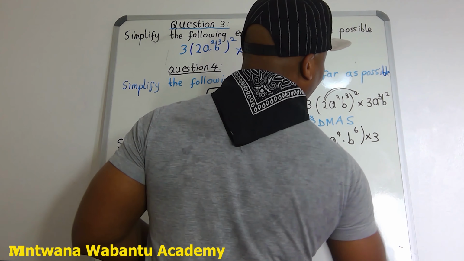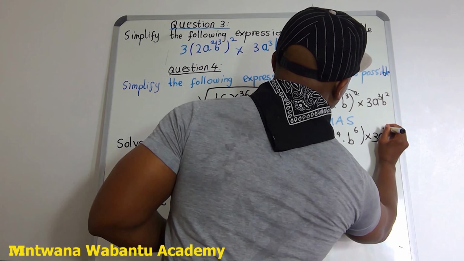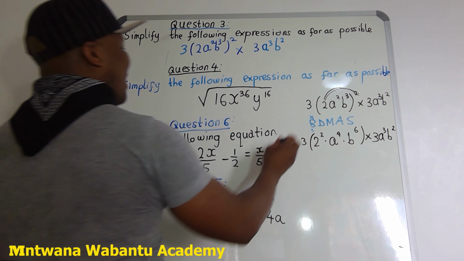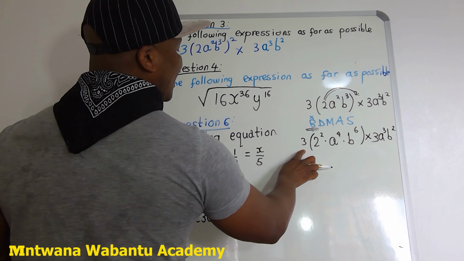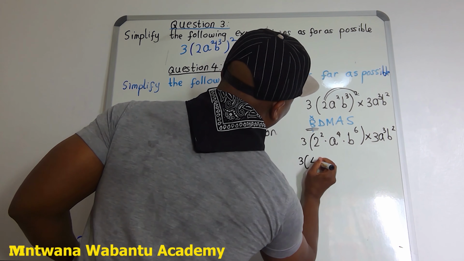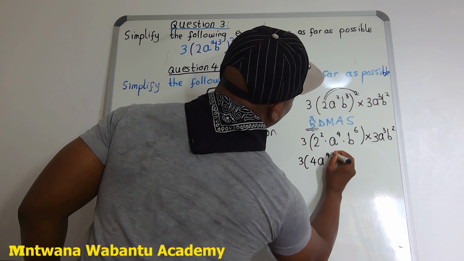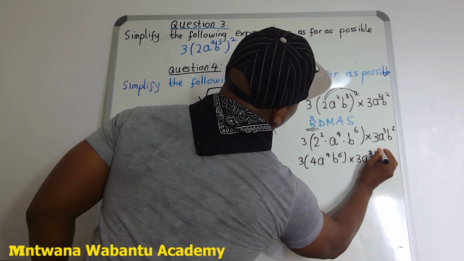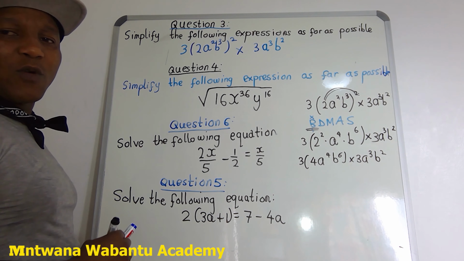Okay, by 3 a cubed b squared. So you see now, you still have another bracket, which is this. You must open this bracket. So 2 power 2 equal to 4. So before we open, you say this is 2 power 2 equal to 4. a power 4, b power 6, and this times by 3 a cubed b squared. So what we're going to do, let's open the bracket quick, okay?